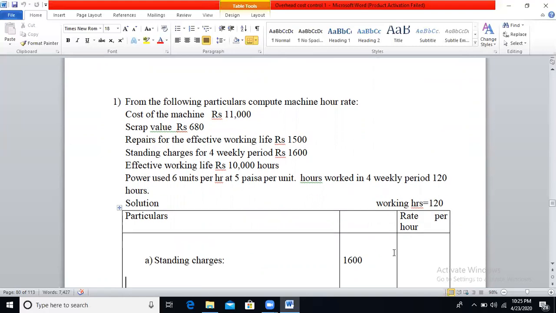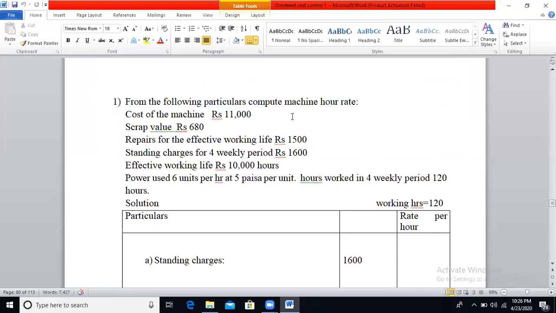See the problems. The first problem is: from the following particulars compute machine hour rate. They have given cost of the machine 11,000, scrap value 680, repairs for the effective working life 1500, standing charges for 4 weekly period. 4 weekly period is nothing but 1 month, 1600, effective working life 10,000 hours, power used 6 units per hour at 5 paisa per unit, hours worked in a 4 weekly period. It is number of working hours will be 120.